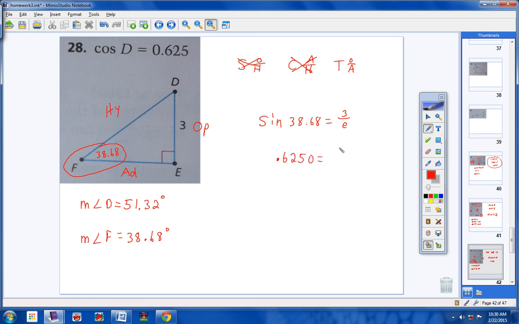0.6250 equals 3 over e. Okay? Now we're going to multiply both sides by e. So next we'd have 0.6250 e. And if you multiply this side by e, you're left with just 3. Now divide both sides by 0.6250, and you're going to get 4.800, so 4.8.